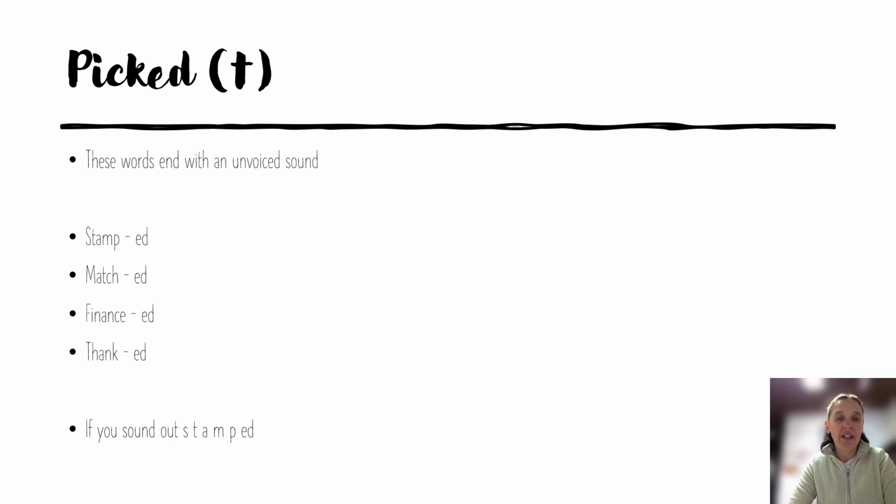And then the final one of this set is picked. And these are words that end with an unvoiced sound. So you're not using your voice box to make these ones. So stamp, match, finance, thank. And then if you sound out stamped, you go st, a, mp, t. So you'd add those together as one sound. I hope that makes ed a little clearer.